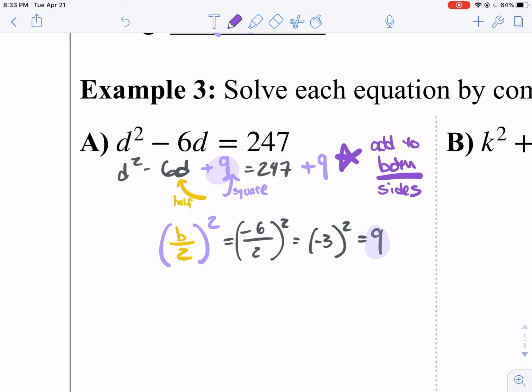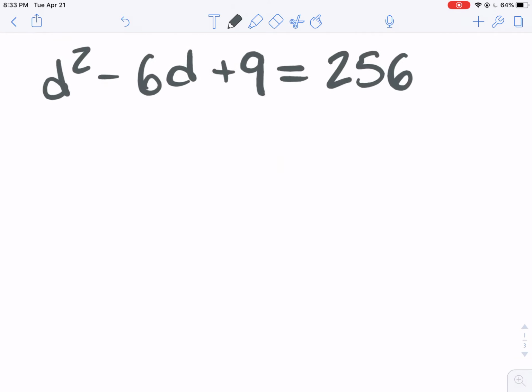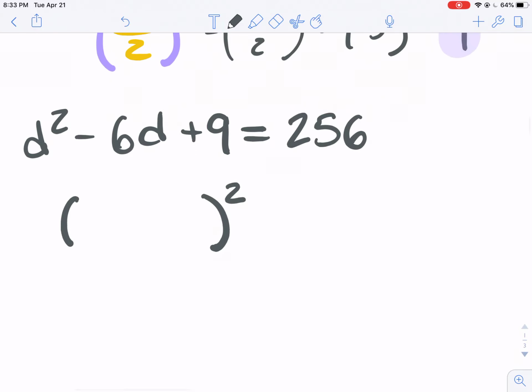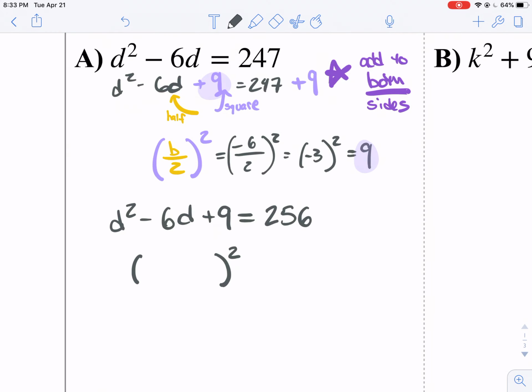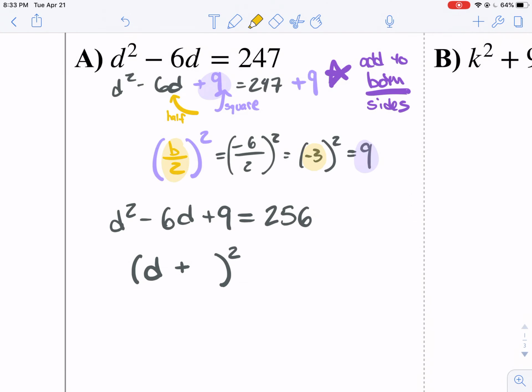Okay, so now we have this new equation. I'm going to write it down below our work just for clarity. d squared minus 6d plus 9 equals 247 plus 9, that's 256. Okay, so here's our new equation. Now we want to solve that. Fortunately, we can clean this guy up. The whole reason we wrote him is because he's equal to something squared. And using our shortcut, we know that he's equal to d plus whatever was in here, and that was negative 3.